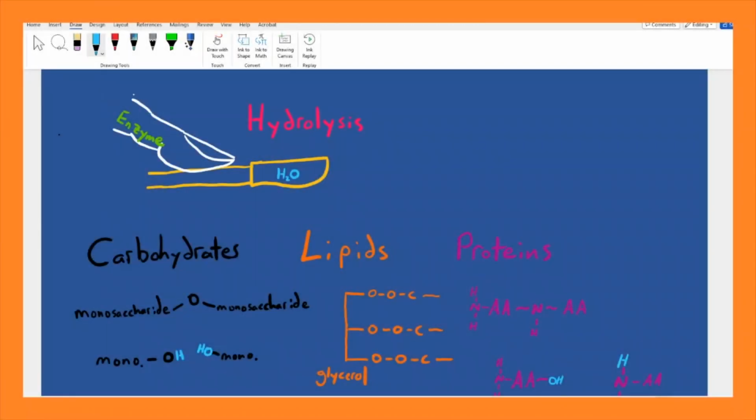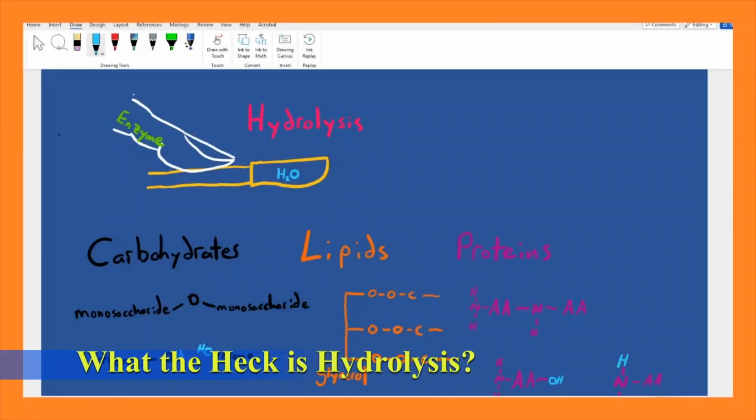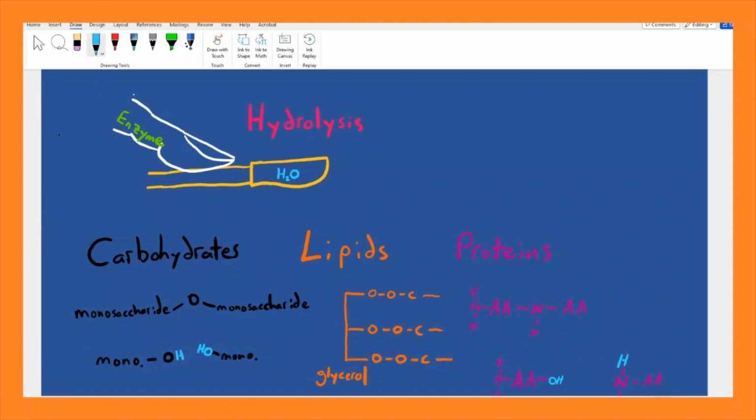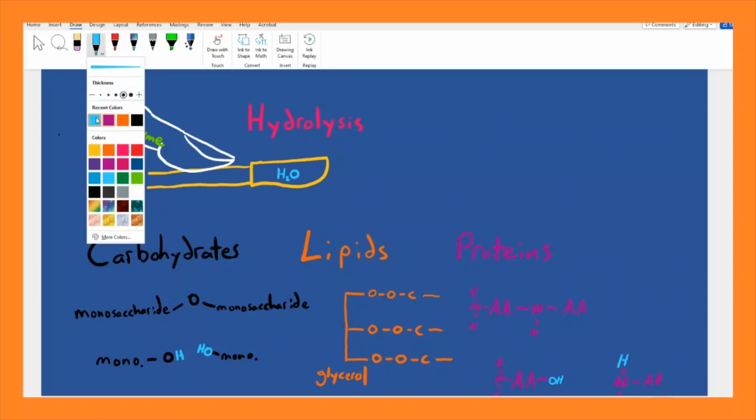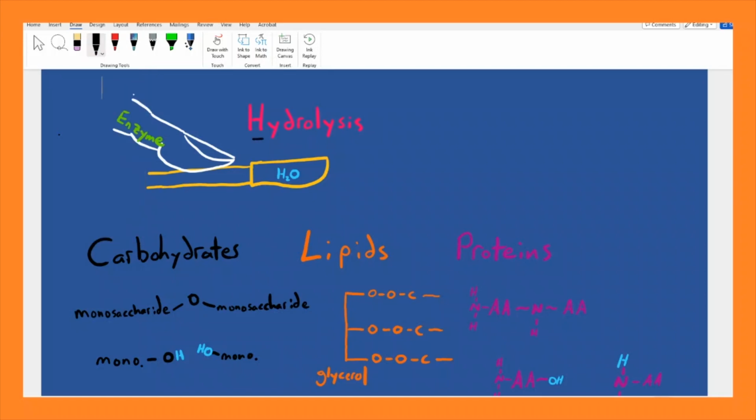I call this, what the heck is hydrolysis? So I want you to look at this particular sketch that I have made for you. And before we do anything, I want to dissect this word. Hydrolysis. Or maybe we could say hydro, and let's pronounce it correctly, everybody, lysis.